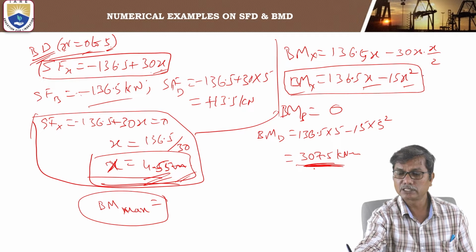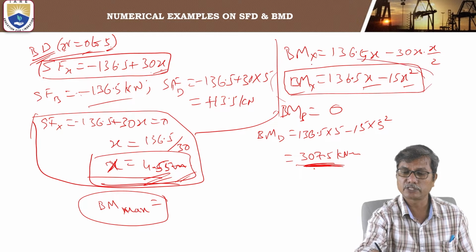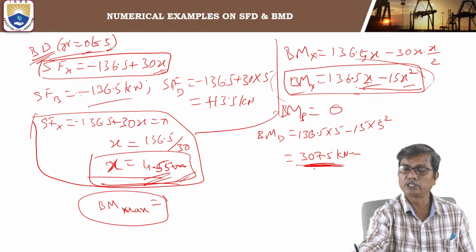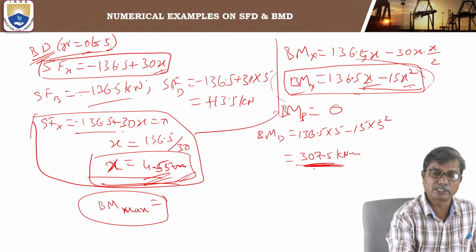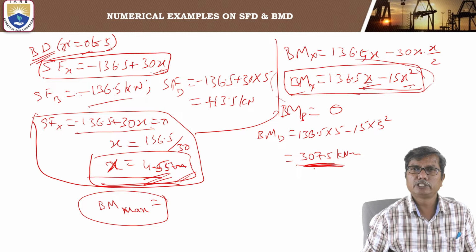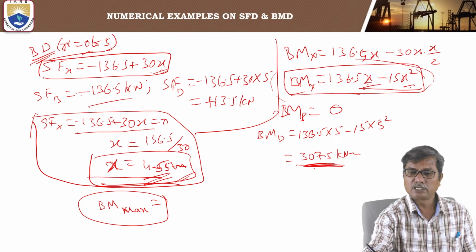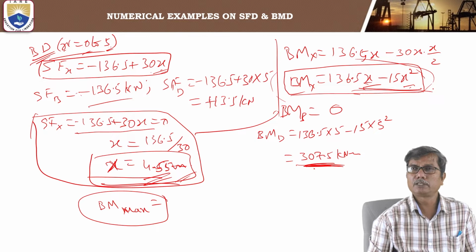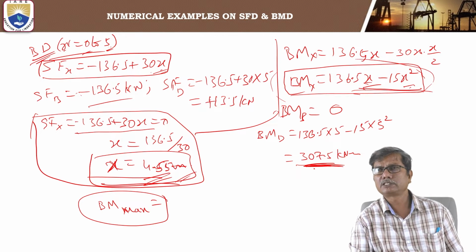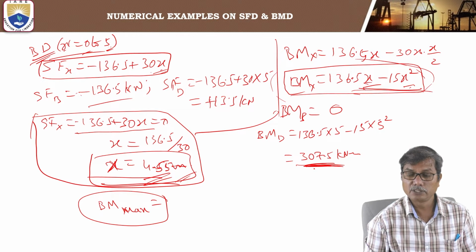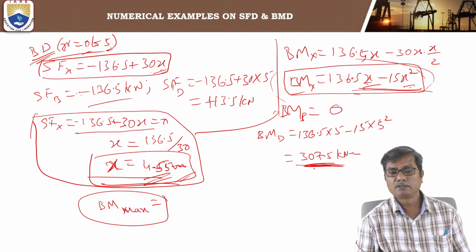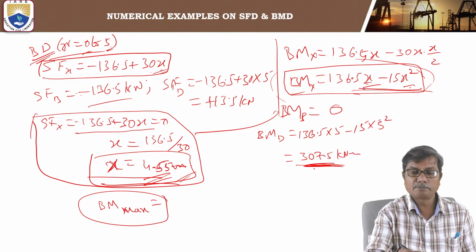Now what is the variation of bending moment here? If you observe this equation, it is clear that it is a parabolic variation. The bending moment variation is parabolic, whereas the shear force variation is linear. So when UDL is acting, shear force varies linearly and bending moment varies parabolically in the region where the UDL is acting.